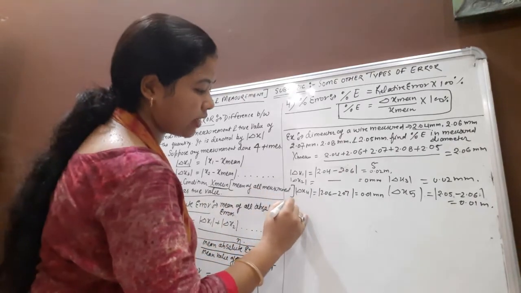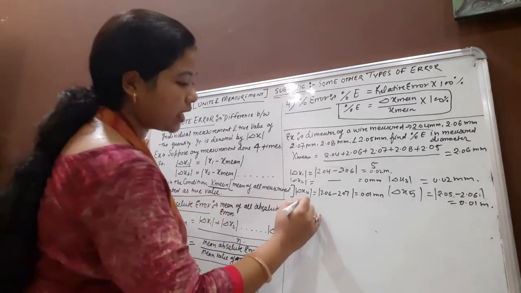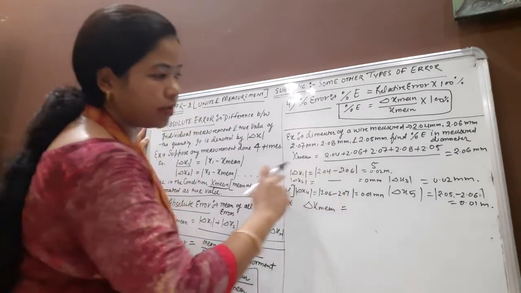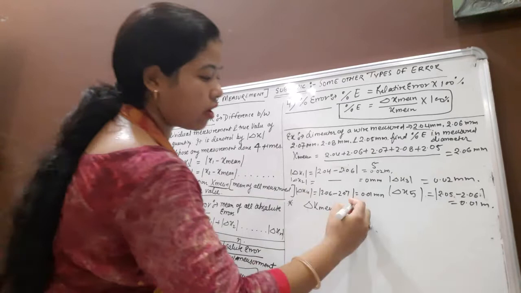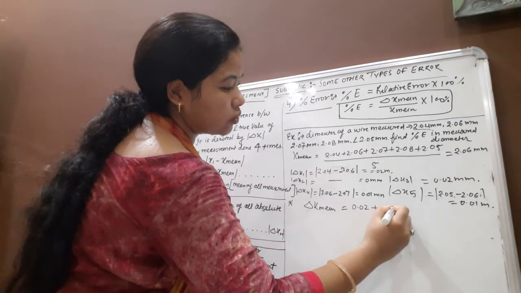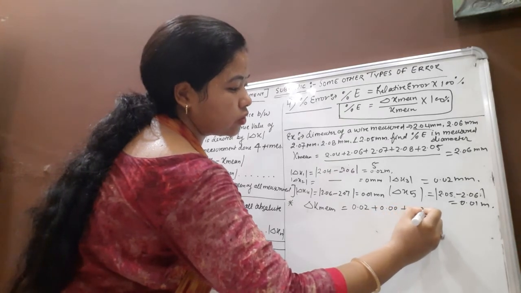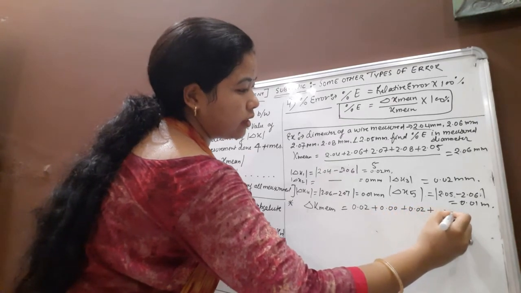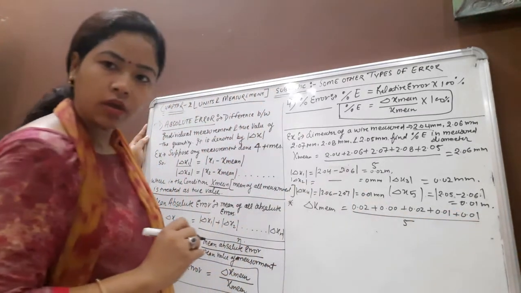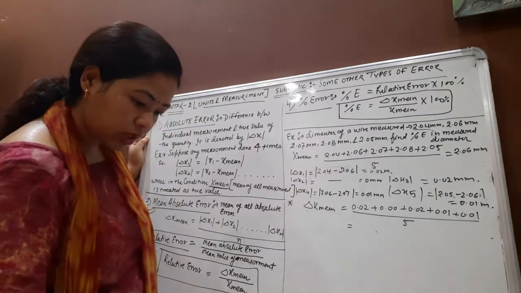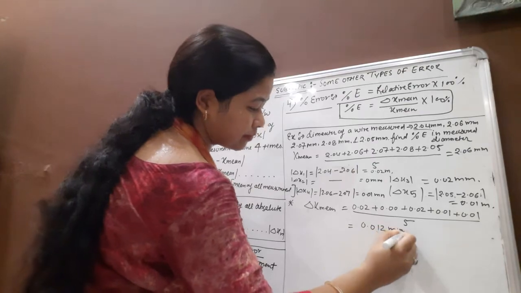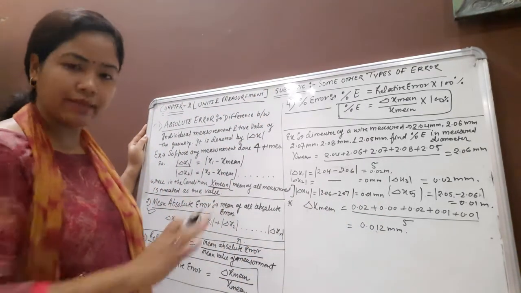Now in the next step we will calculate the mean absolute error, that means the delta x mean. That will be the mean of all absolute errors. So the mean of all absolute errors means 0.02 plus 0.00 plus 0.02 plus 0.01 plus 0.01 divided by 5. When you do this calculation, you will get 0.012 mm. This is the mean absolute error.